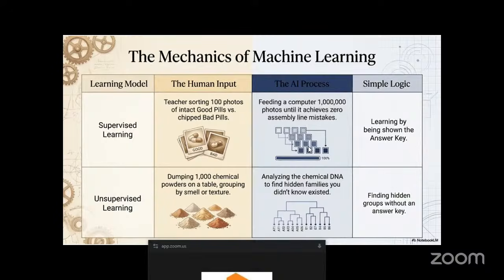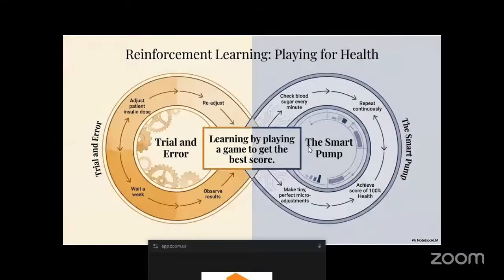Unsupervised learning is where we give a group of powders; humans will check based on texture or smell, whereas AI will check their hidden DNAs also, from which powder, what are the DNA. So it is finding hidden groups. Many of the drug targets are hidden, so it will analyze the hidden targets and help us in a better manner.